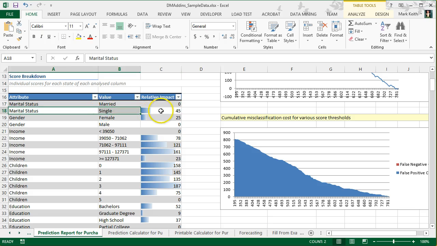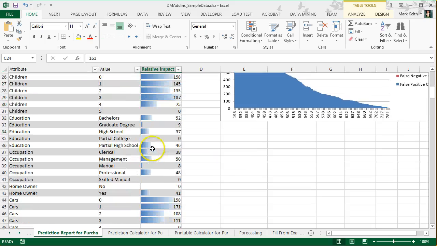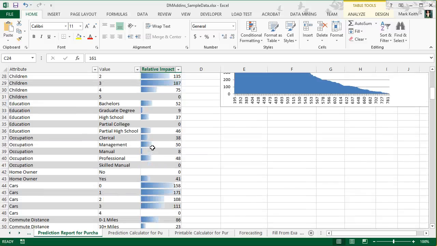Being single is good towards purchasing a bike, but relative to everything else in this list, we give it a 45. Okay, females, at least for our types of bikes, are more likely, therefore they get a score of 25. But that's not as big of a factor as being single is. So you get the idea. As you go down here, we've got all of these attribute value pairs and the relative importance and weight that each of them gets. And there's all possible attribute value pairs.